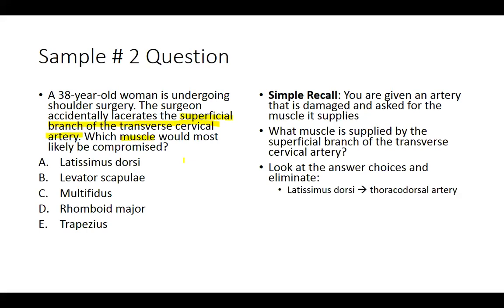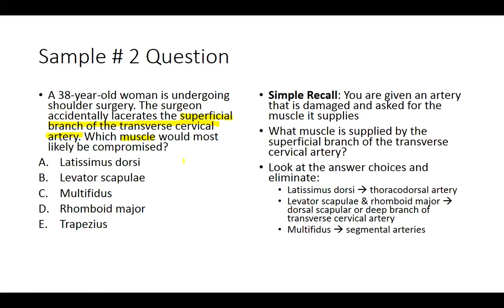So you've got latissimus dorsi, that's your thoracodorsal artery, so that one's out. Levator scapulae and rhomboid major are both supplied by the dorsal scapular artery, also known as the deep branch of the transverse cervical artery, depending on its origin. But most of the time we go by dorsal scapular. So those are supplying levator scapulae and rhomboid major. The multifidus is usually supplied by different segmental arteries, from vertebral to dorsal branches of posterior intercostal, etc.